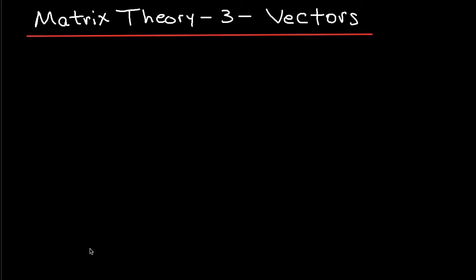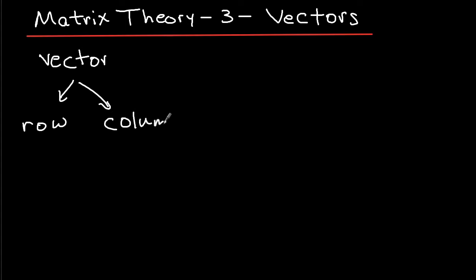Lecture 3, we're going to be talking about vectors. So vectors are going to come in two flavors when we do matrix theory. A vector can be a row vector, but it could also be a column vector. So that leads to two definitions.